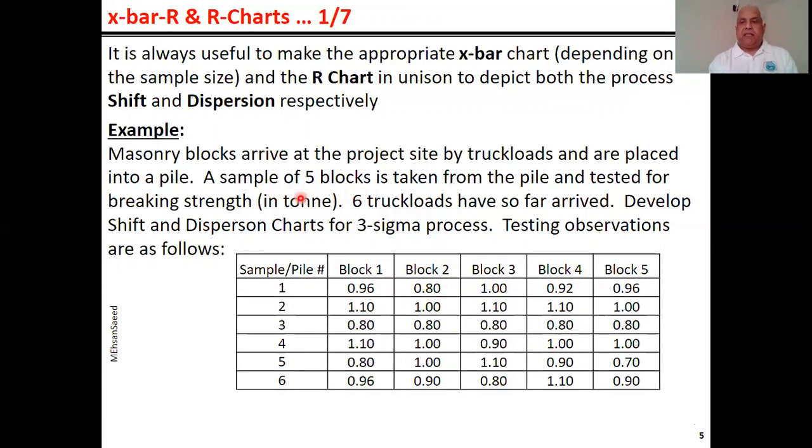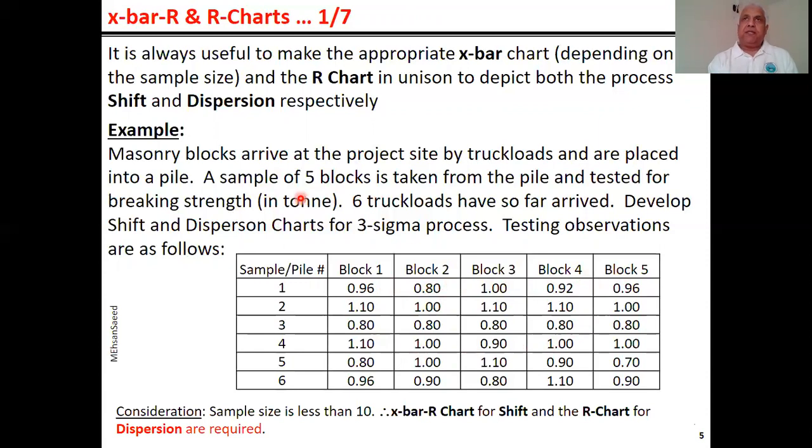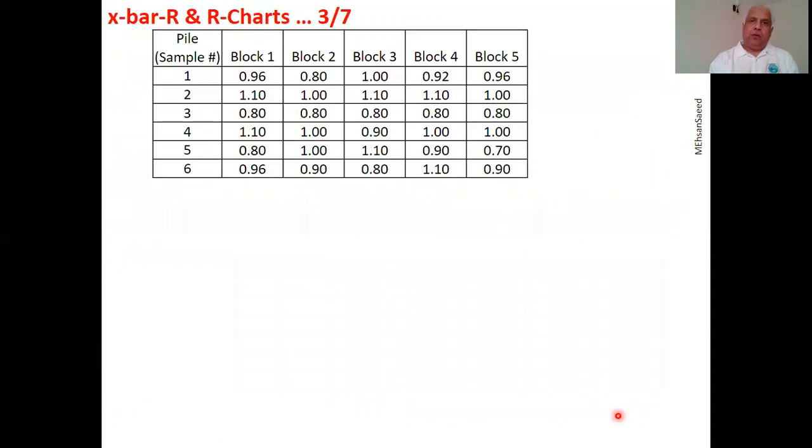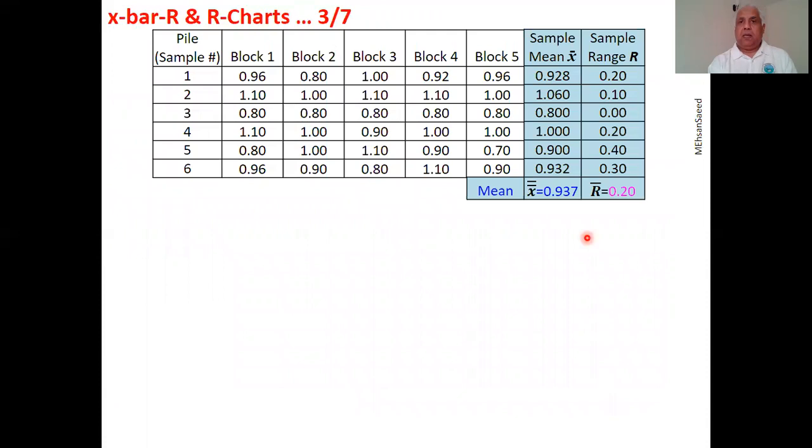The sample size here is 5. That means it is less than 10. So we will be going for X bar chart with range for shift and range chart for dispersion. This is how we normally do it. This is the same data, and against data, we put another two columns. This column is headed sample mean or X bar, and that's where the name X bar chart comes from. So X bar.